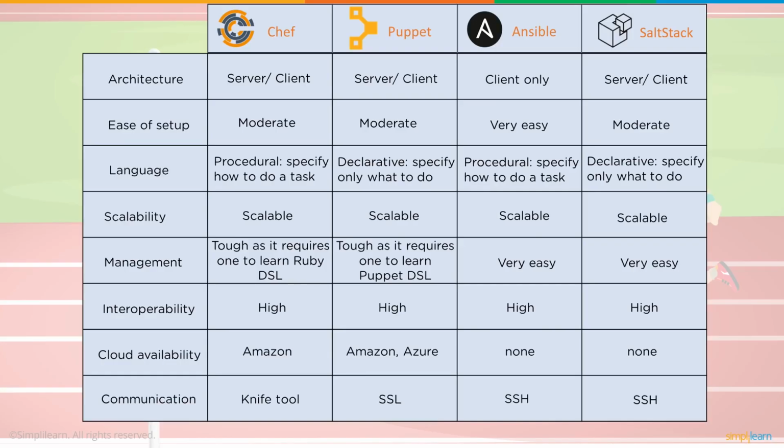The communication is slightly different with them. Chef has its own knife tool, whereas Puppet uses SSL, Secure Sockets Layer, and Ansible and SaltStack use Secure Shell, SSH, as their communication tool.